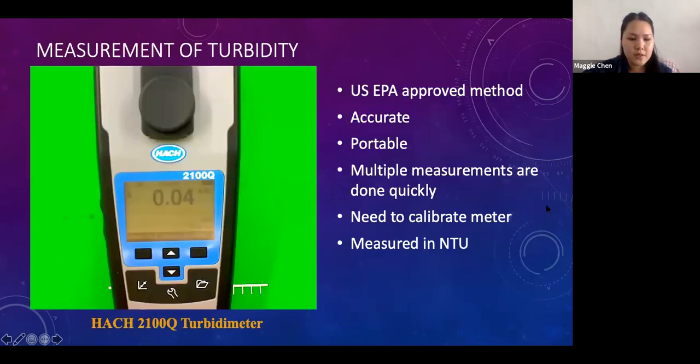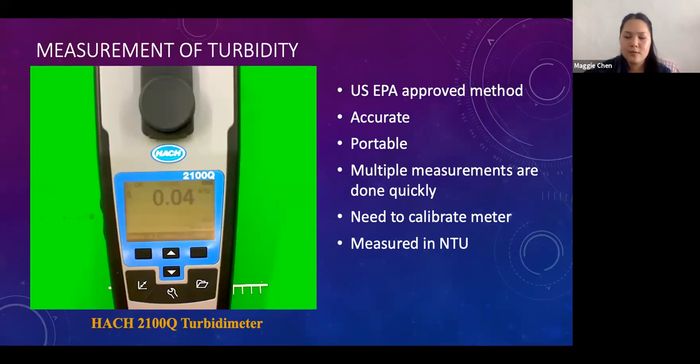So we can measure turbidity using the HAWK 2100Q turbidimeter. It's another US EPA approved method, accurate, very portable, super easy to take into the field. Another one of those tools that you can just take out and bring anywhere. Multiple measurements can be done quickly.